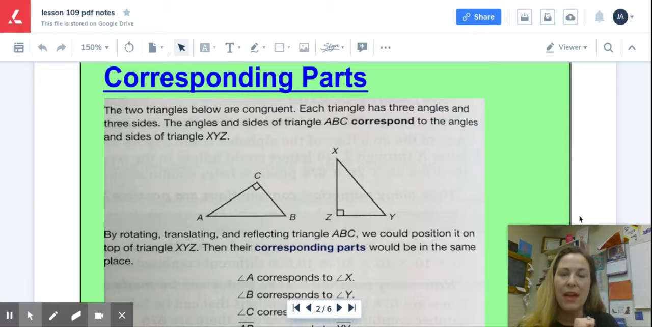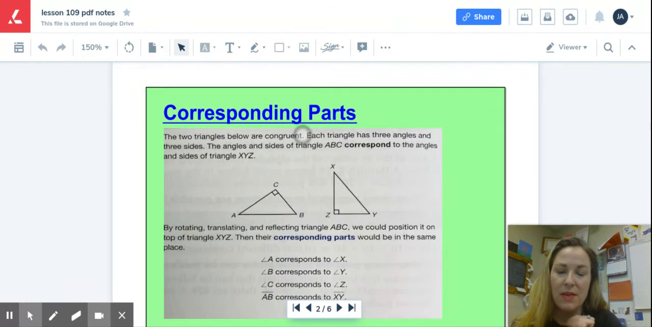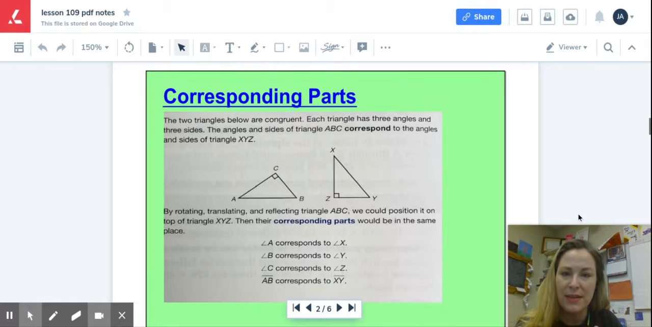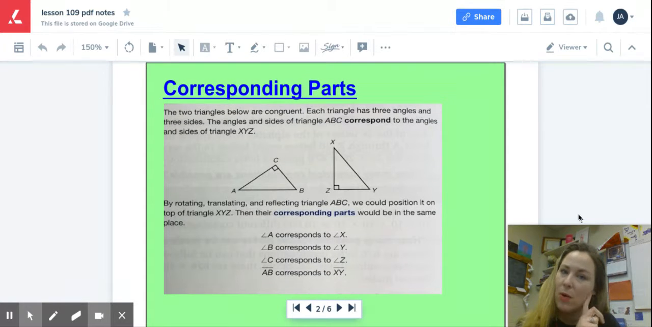So when we're looking at corresponding parts, I'm actually going to zoom out just a tiny bit here so that you can see the entire slide I want you to see. When we're talking about corresponding parts, we're meaning that those are the same. So if, for example, angle A corresponds with angle X, that means that those are the same. Let's break that down a little bit more.